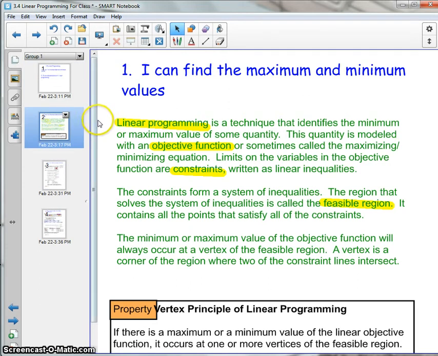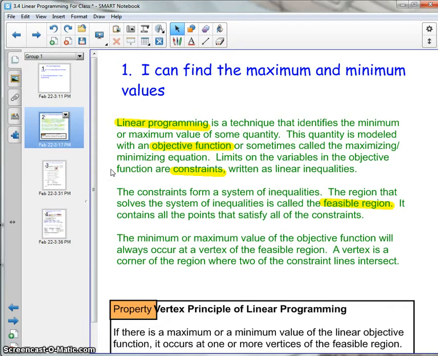Linear programming is a technique that identifies the maximum or minimum value of some quantity. This quantity is modeled with an objective function, or sometimes it can be called the maximizing and minimizing equation. Okay, we're going to call it today the objective function. Limits on the variables in this objective function are constraints, which we write as linear inequalities.